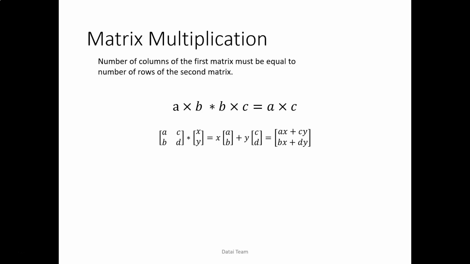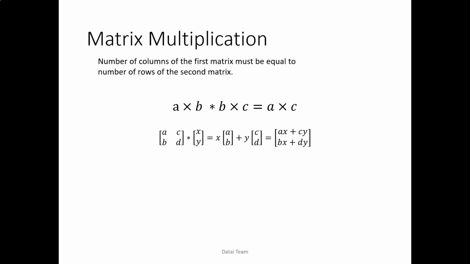We can multiply the vector AB with the scalar x. We get ax and bx, and then we get cy, dy, and then we add those up. We get ax plus cy as our first dimension, and we get bx plus dy as our second dimension.